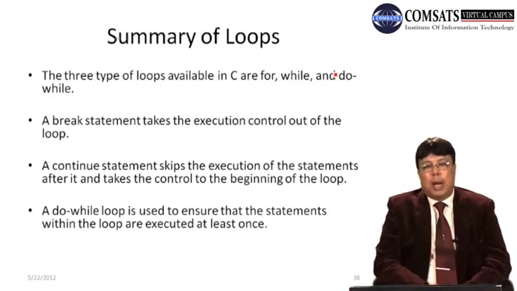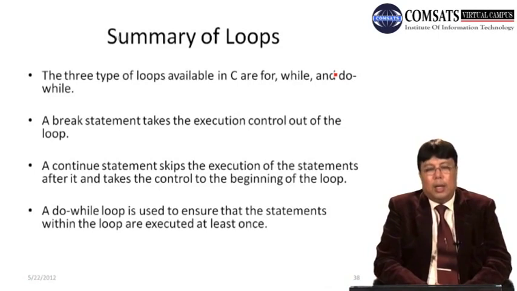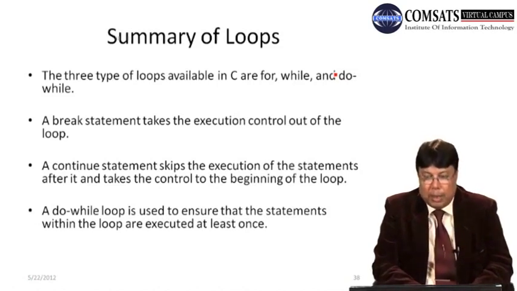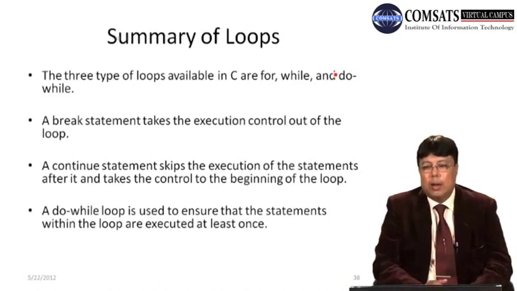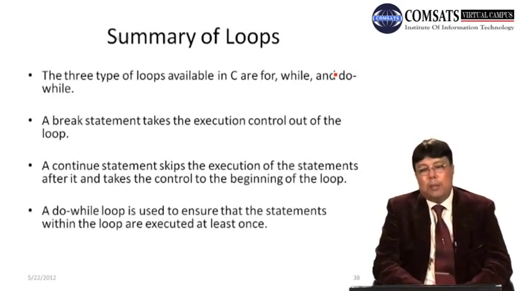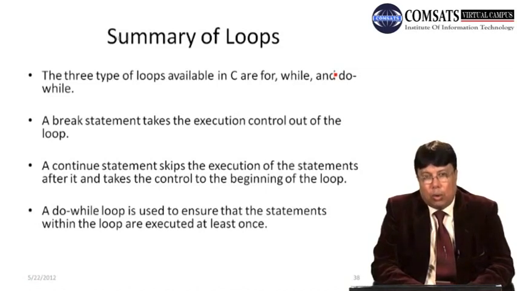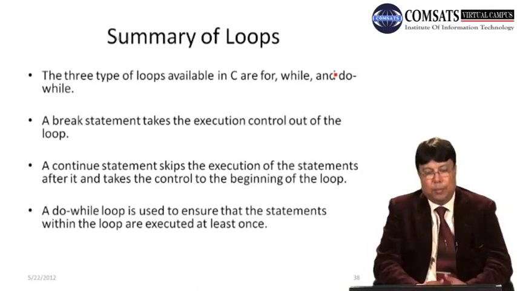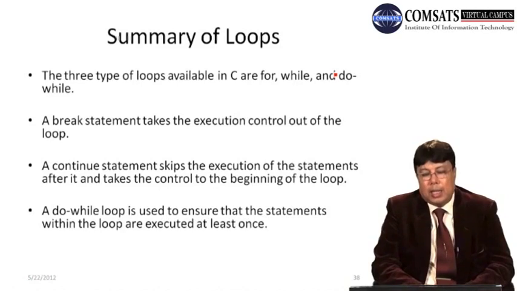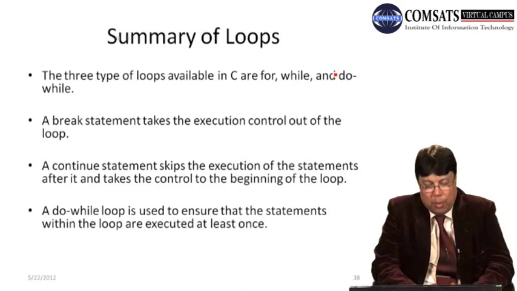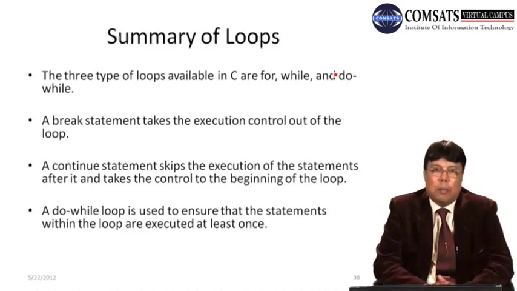So let's summarize all the loops once again. The three types of loops available in C are for, while and do while. The break statement takes the execution control out of any loop. The continue statement skips the execution of the remaining statements in the body of the loop and transfers the control to the beginning of the next loop.